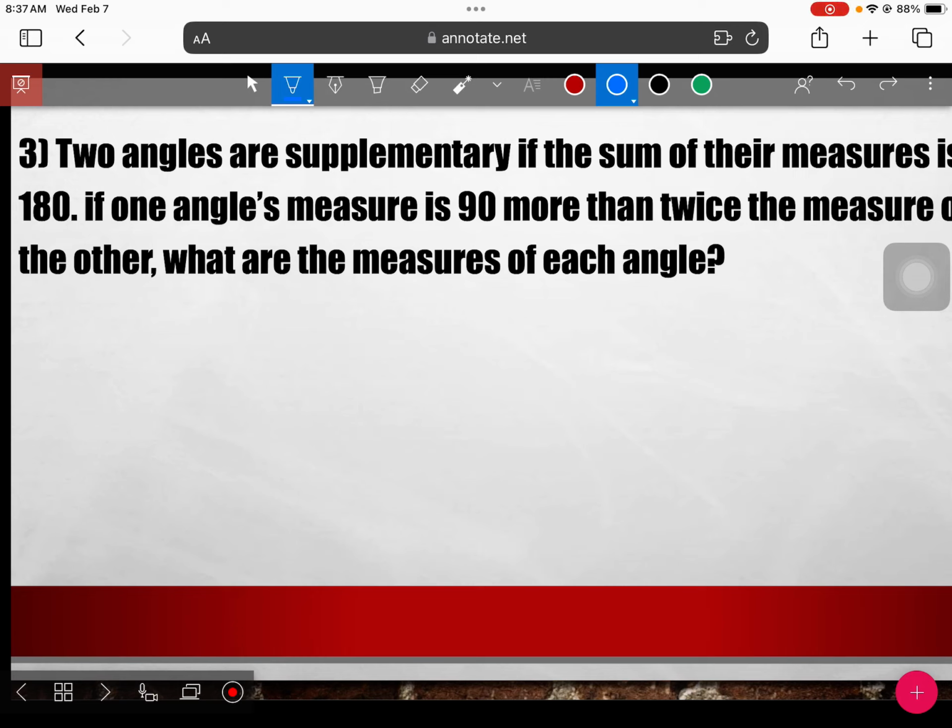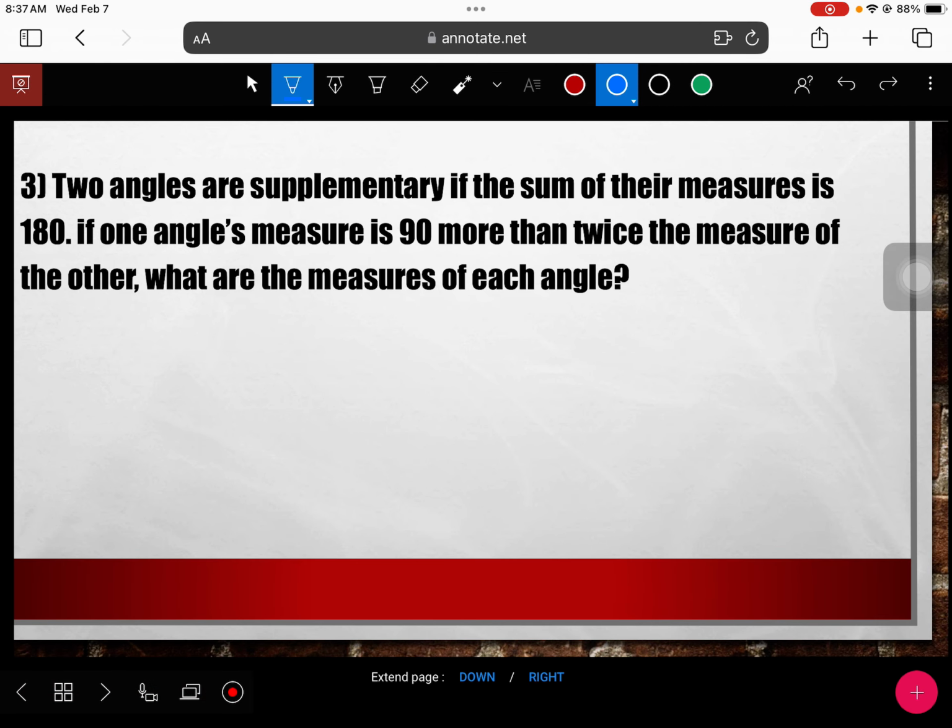Supplementary, my dear Watson, supplementary. If the sum of their measures is 180 degrees. So let's just say, I like how one person put it. They said, let's let X be the smaller angle. You know one is smaller, right? And we can determine which one is going to be the smaller and which one can be the larger one.